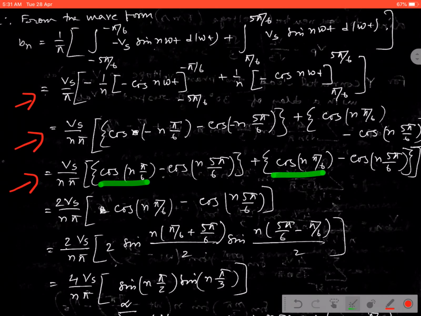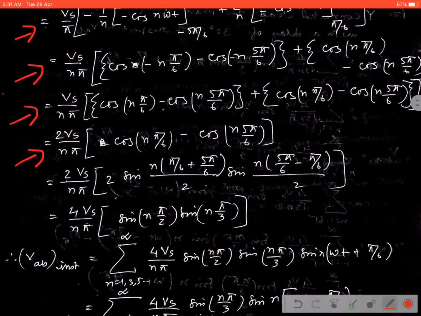Now see the next part very carefully. In this equation we have cos n pi by 6 minus cos n 5 pi by 6 minus cos n 5 pi by 6, which means both are the same. Taking the common part, we can deduce the expression this way. After further simplification, using the formula cos A minus cos B equals 2 sin of (A plus B) by 2 times sin of (A minus B) by 2, or (B minus A) by 2, we can derive the expression.